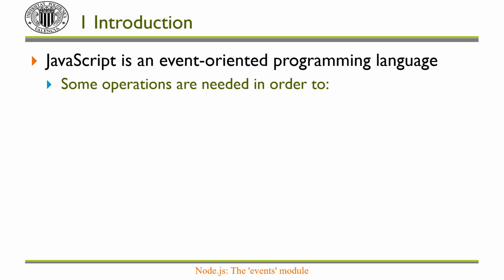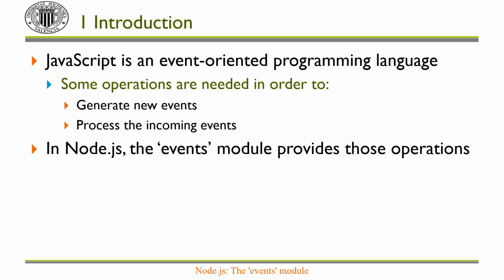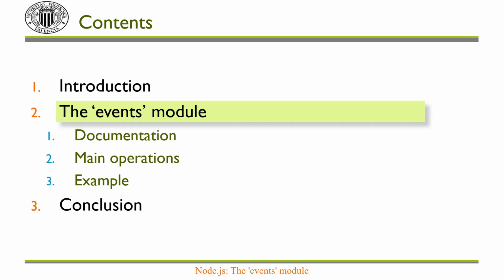Let's start. JavaScript is an event-oriented programming language. This means that we'll need some operations in order to manage those events, that is, in order to generate new events and in order to process the arrivals of those events. In Node.js, the events module provides all those operations. So let's discuss that module.